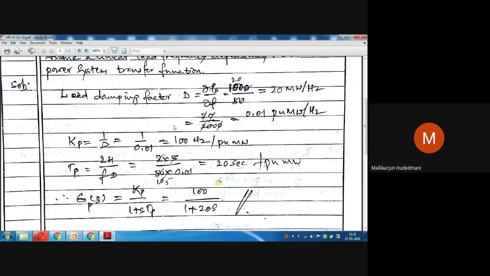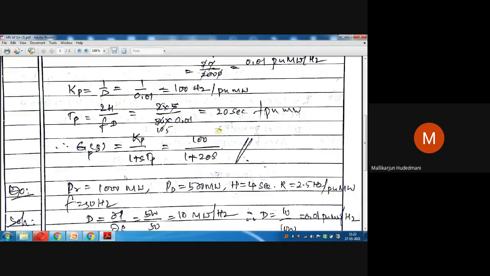So simple. This is worth an 8 marks problem. You can see old question papers, it has come. So what do you notice? Load change with frequency, converting it to PU, getting that D and using it in Kp and respectively in Tp by the relationship. This is how you can do it.